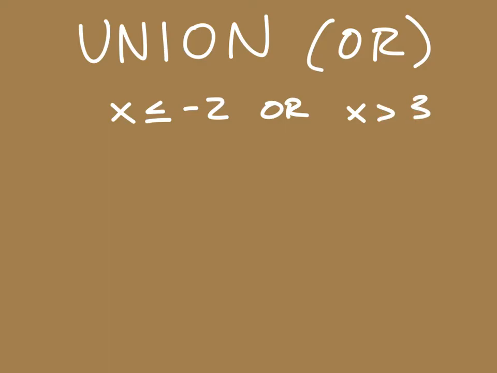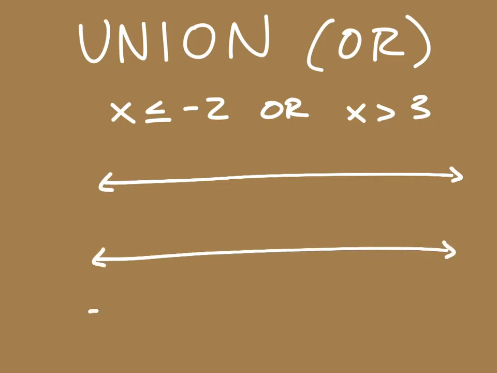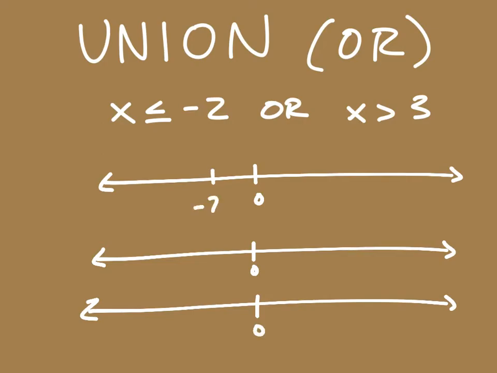Okay, so now when I use that word or, let's graph 3 lines, okay? And what I'm going to do is put 0 here, right on top of each other, -2 here, and then 3 we'll put here. So when x is less than or equal to -2, I want to put a closed-in, colored-in circle, because we're less than or equal to, and I want to shade to the left because x is smaller than -2.